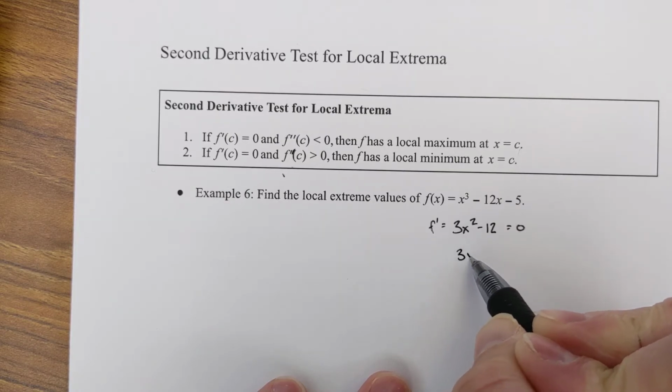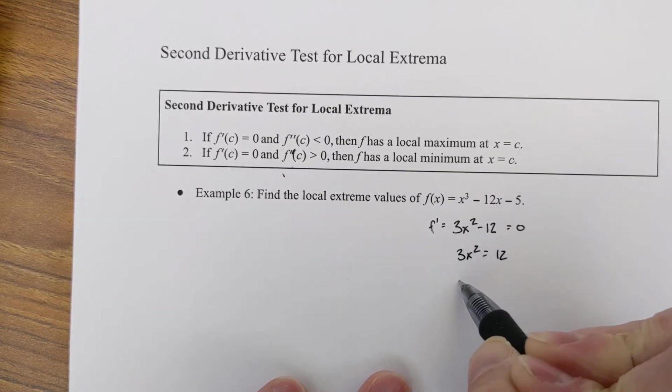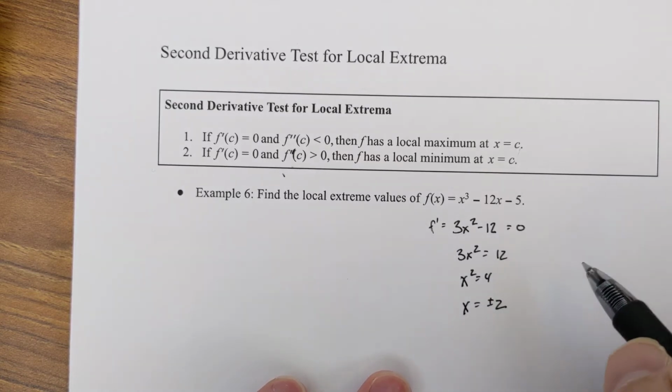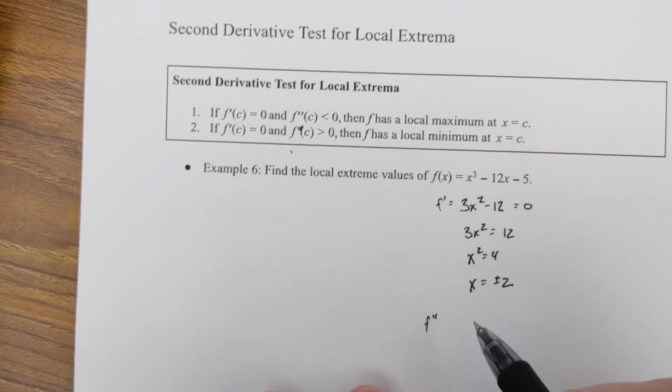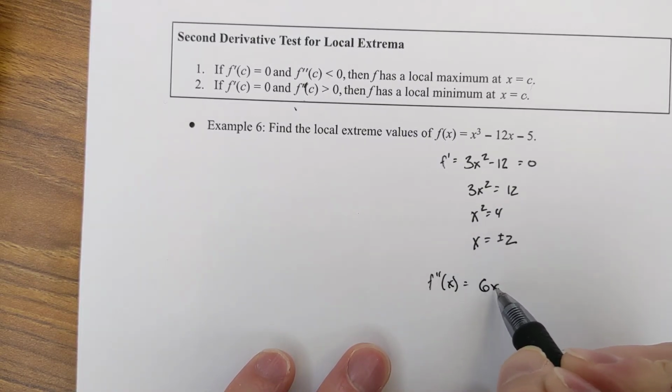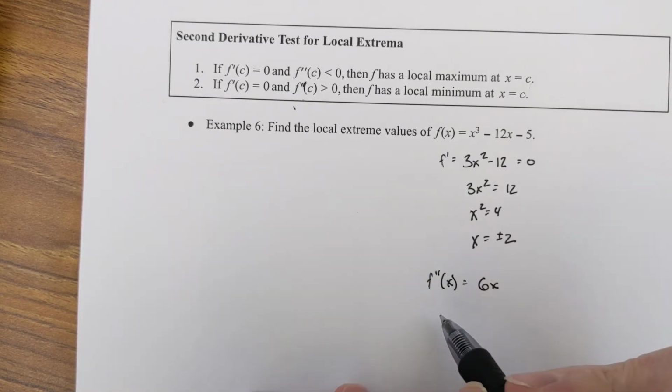So that's 3x squared is equal to positive 12. X squared is equal to 4. So x is positive or negative 2. And then I'm actually going to take the second derivative, which in this case is 6x, and I'm going to plug my critical values in.